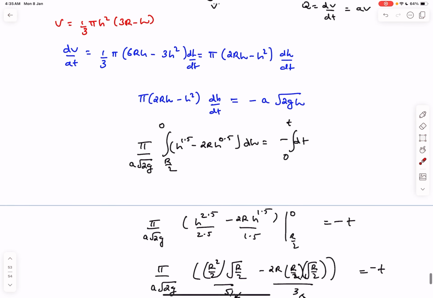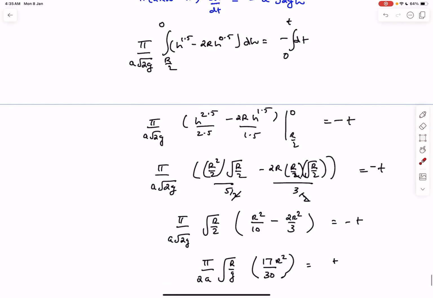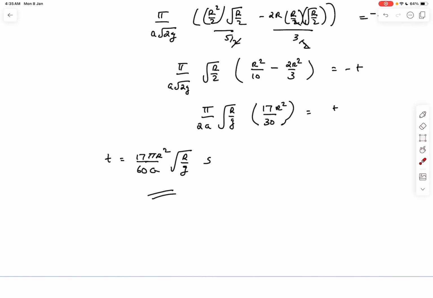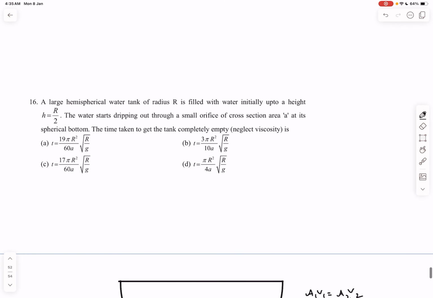Now the limits will be: at time t equal to 0, the height of the water column is r by 2, and when it completely empties, the time is t. After completing the integral and solving for t, you'll get the time as this particular value. And this was option C.